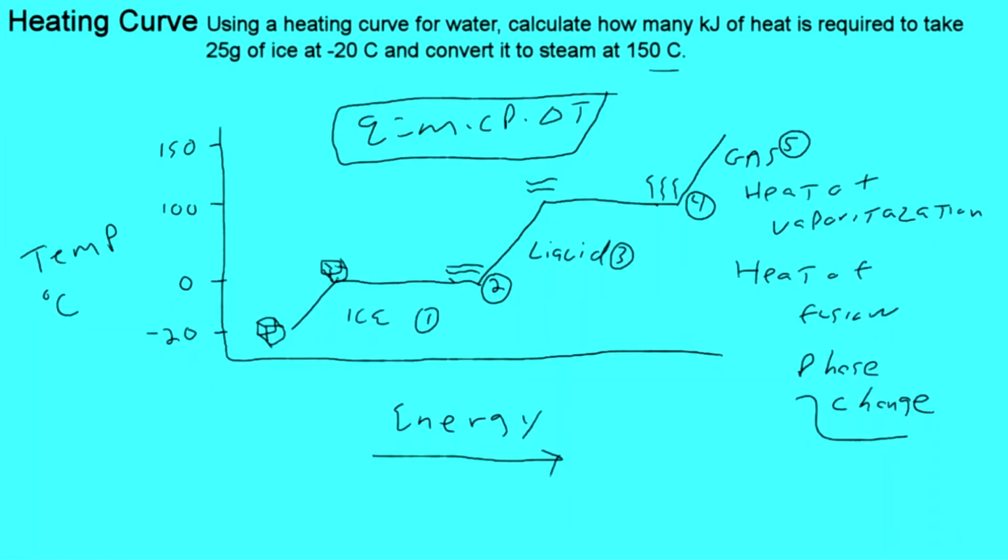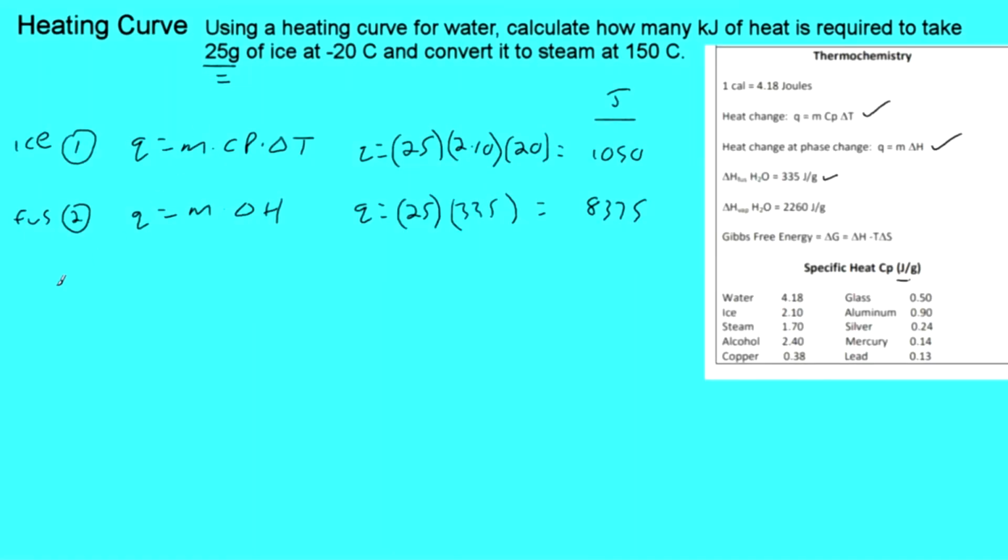Step 3, we're now up to the liquid portion right in here. So because we do have a temperature change, we're going to go back to the main formula, Q equals mCp delta T. Our mass is still 25. The specific heat of our liquid right here, 4.18. This is why we have to do it in all these different steps.